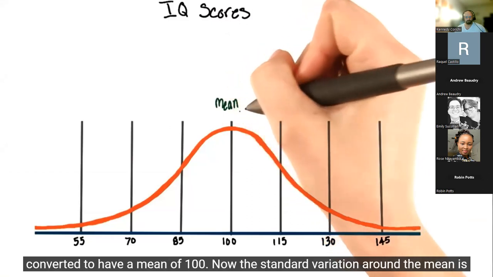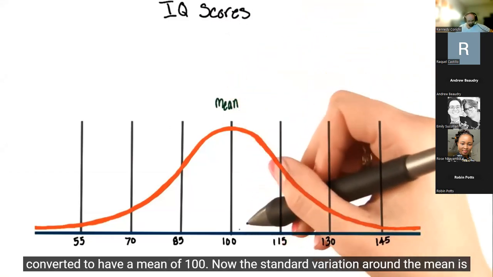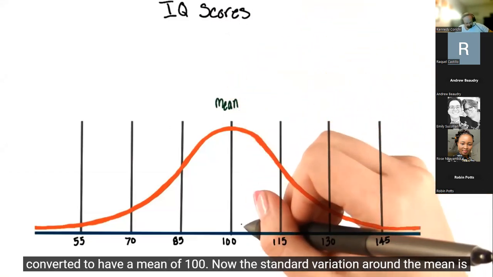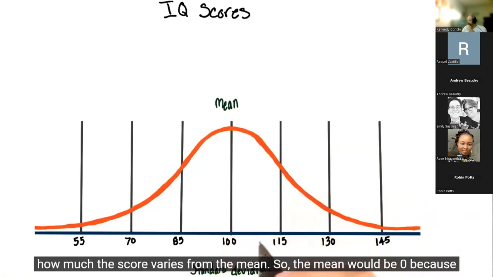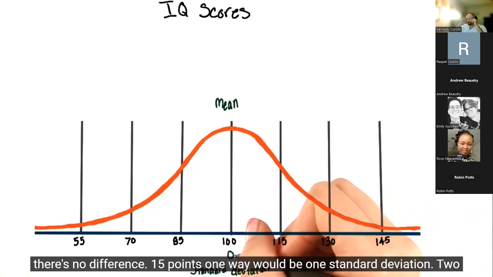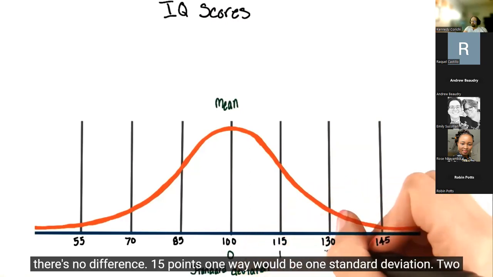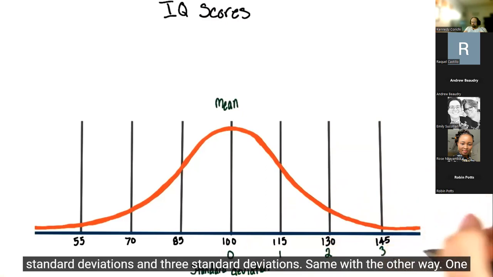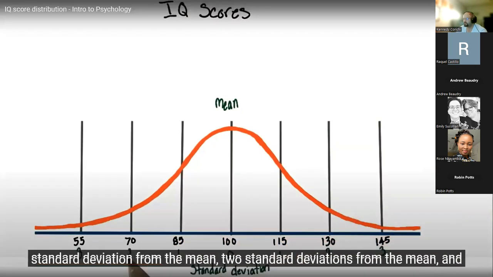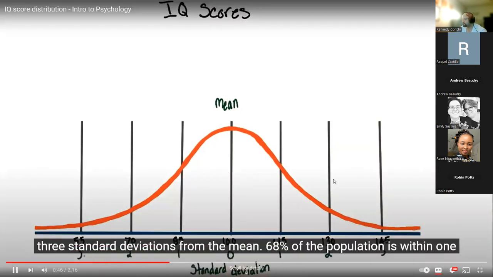IQ scores are converted to have a mean of 100. The standard variation around the mean is 15 points. This is called the standard deviation. It shows how much the score varies from the mean. So the mean would be 0 because there's no difference. 15 points one way would be 1 standard deviation, 2 standard deviations, and 3 standard deviations. Same with the other way: 1, 2, and 3 standard deviations from the mean.